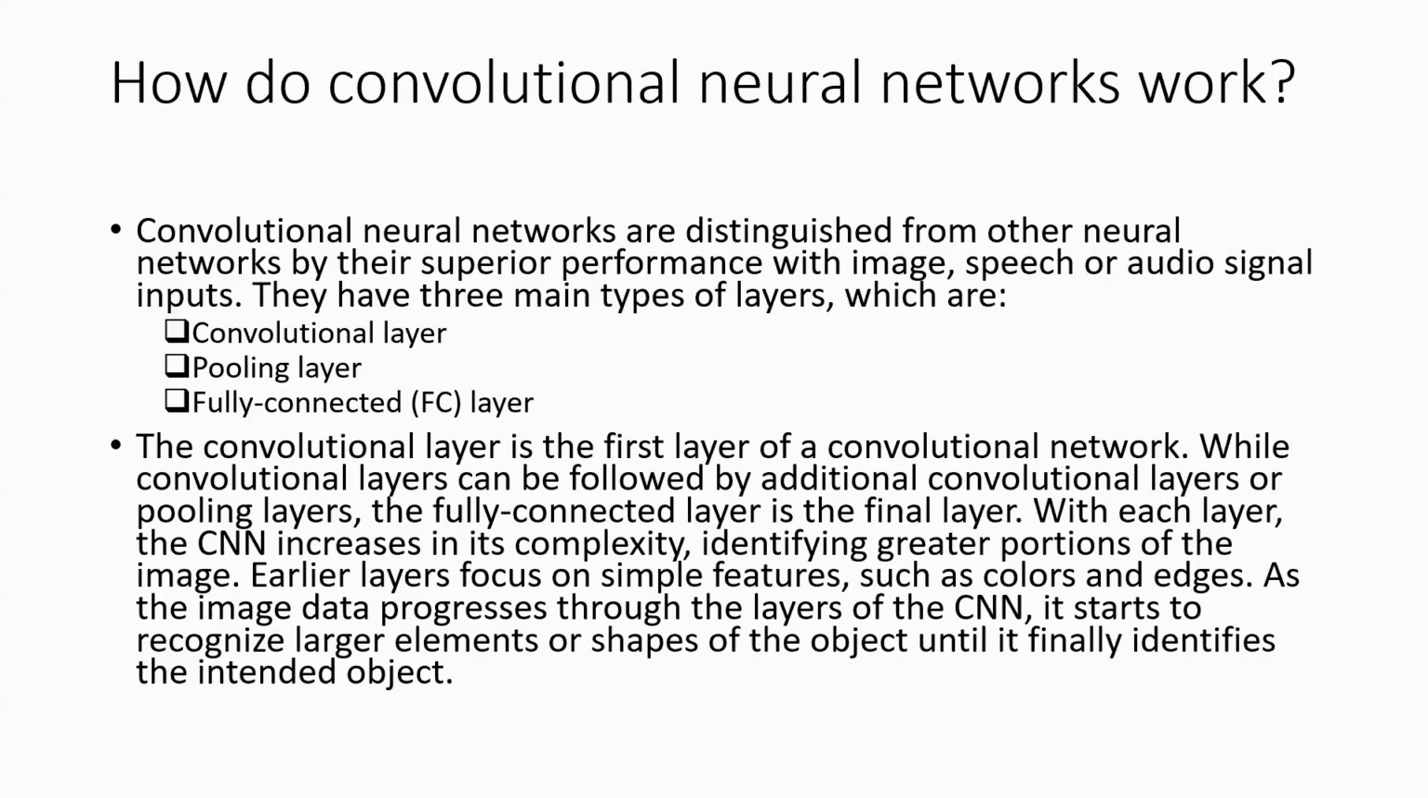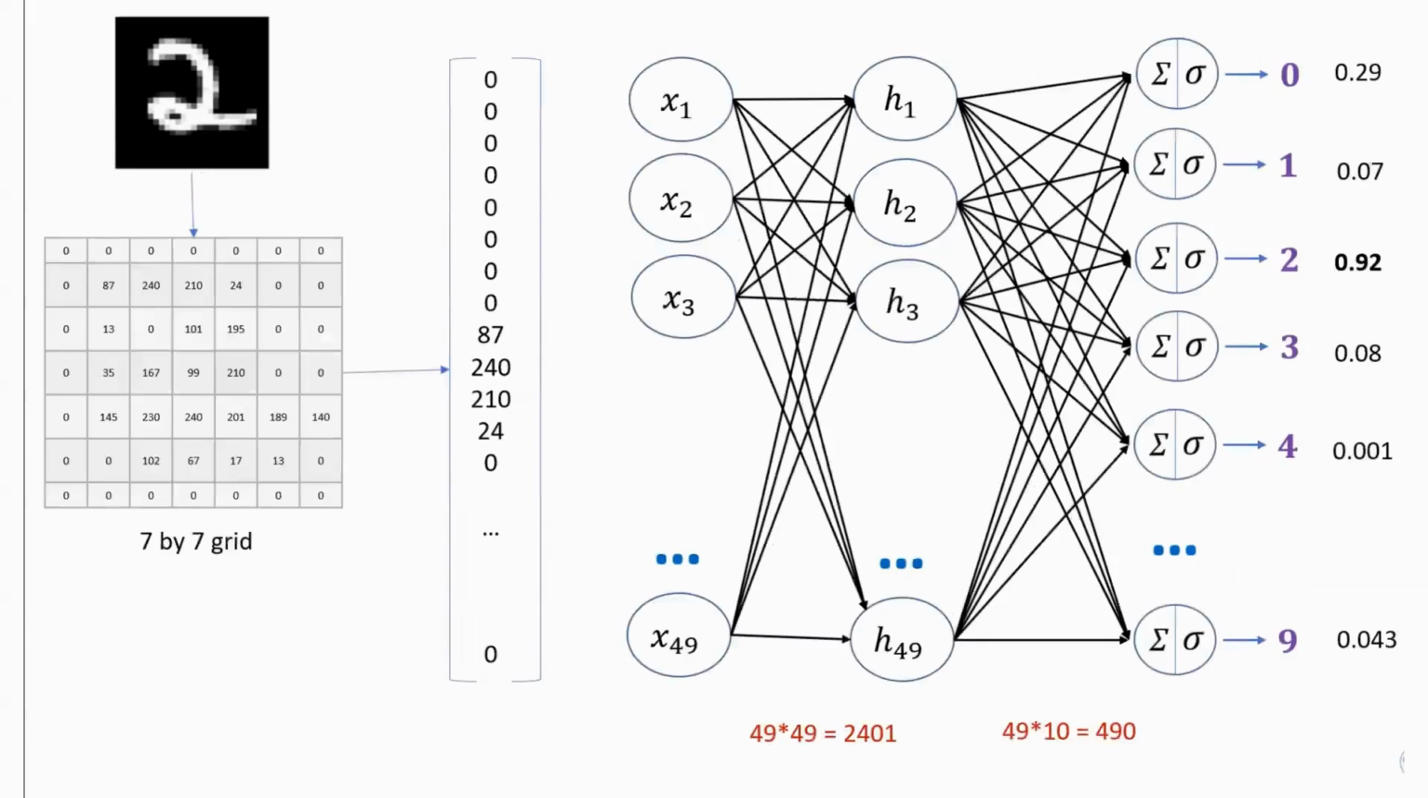The earlier layers focus on simple features such as colors and edges. As the data progresses through the layers of the CNN, it starts to recognize larger elements or shapes of the object until it finally identifies it. It's a lot of theory, which we can read again, so let's put all this theory aside and I will explain it practically and manually, so that it is easier to understand.